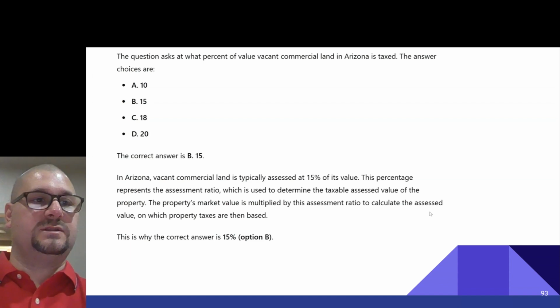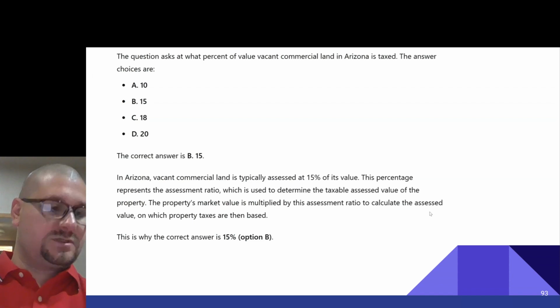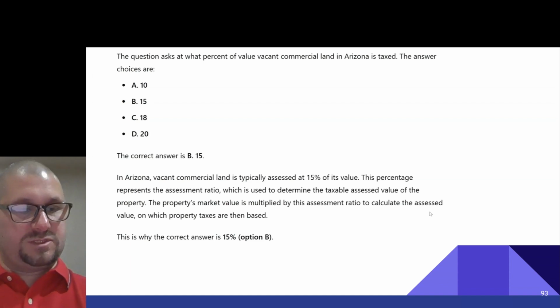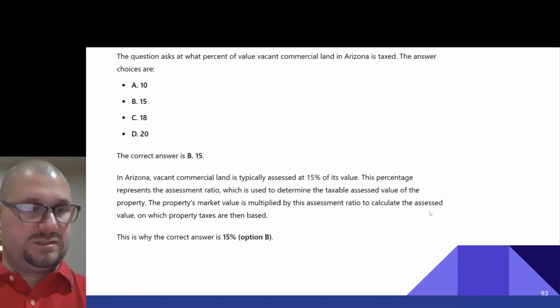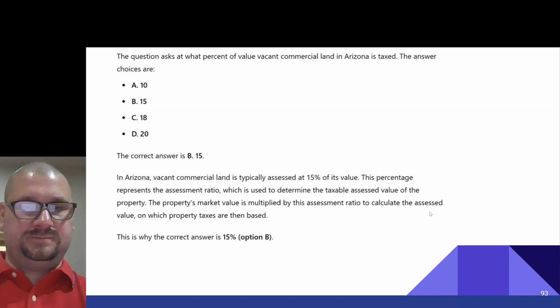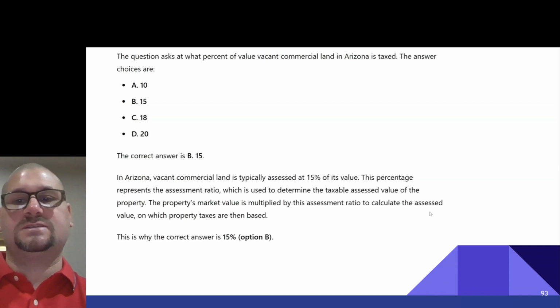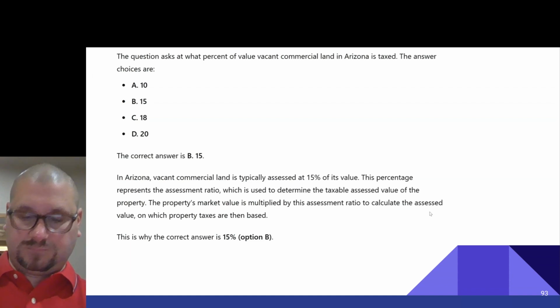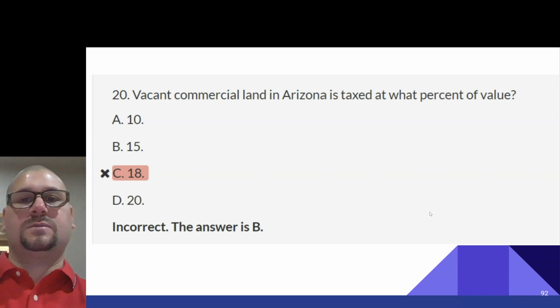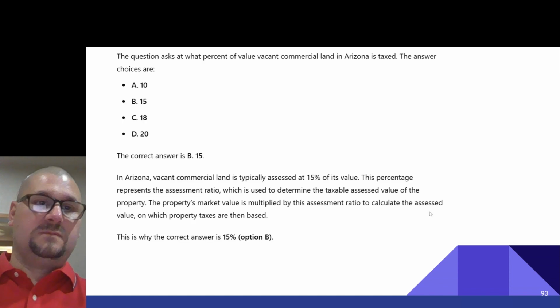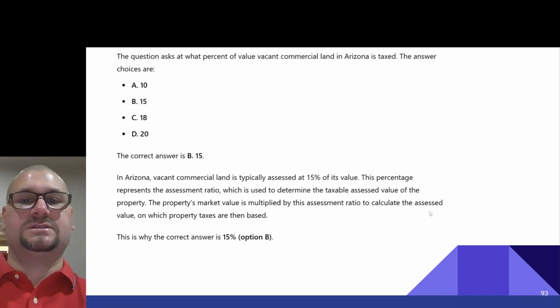So vacant commercial land. Say you want to start a McDonald's. You buy some commercial land. What are they going to tax you on the land? It's commercial and it's vacant. It's 15%. It's kind of high. This percentage represents the assessment ratio, which is used to determine the taxable assessed value of the property. In Arizona, vacant commercial land is typically assessed at 15% of its value.